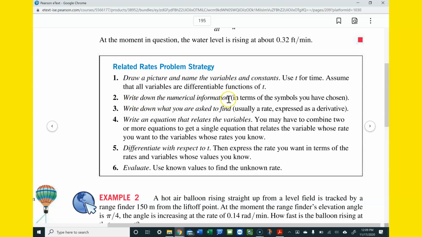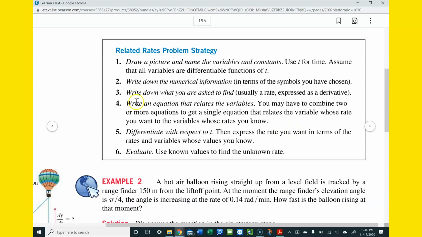Number 2, write down the numerical information in terms of the symbols you have chosen. So like if in our previous problem, v equals this, and dv dt equals that, and h equals this, and r equals that, and so on and so forth. 3, write down what you are asked to find, usually a rate. In our case, in the previous problem, it was dH dt. We were asked to find dH dt expressed as a derivative.